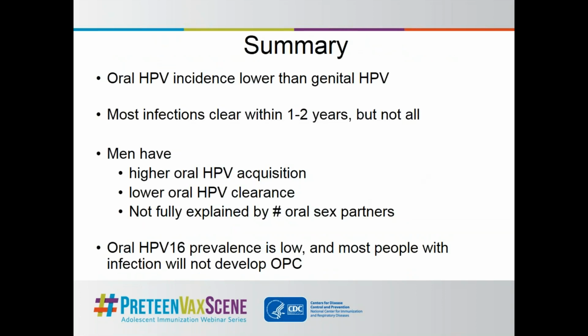So in summary, oral HPV incidence is much lower than what we see for genital HPV incidence. Of those people who acquire an infection, most people clear it within 1 to 2 years, but not everyone. We do see a group of people who have persistent oncogenic oral HPV infection. Men have a higher rate of acquiring oral HPV than women and are also less likely to clear an HPV infection once acquired. And these differences are not fully explained by the number of lifetime oral sexual partners.